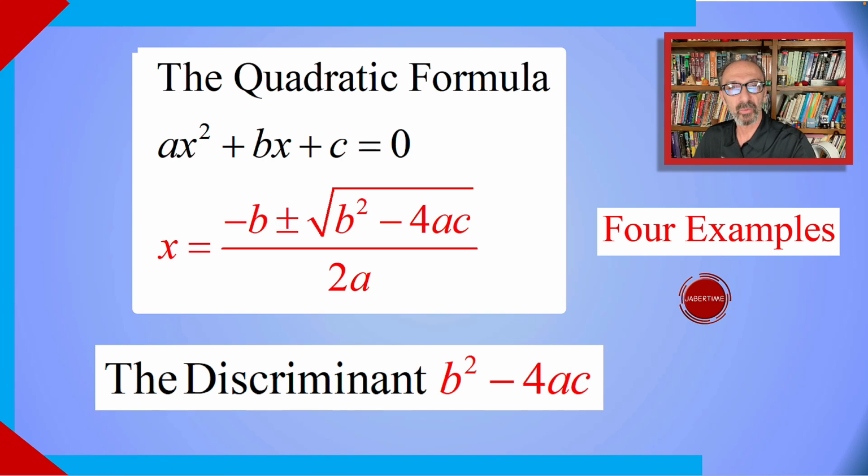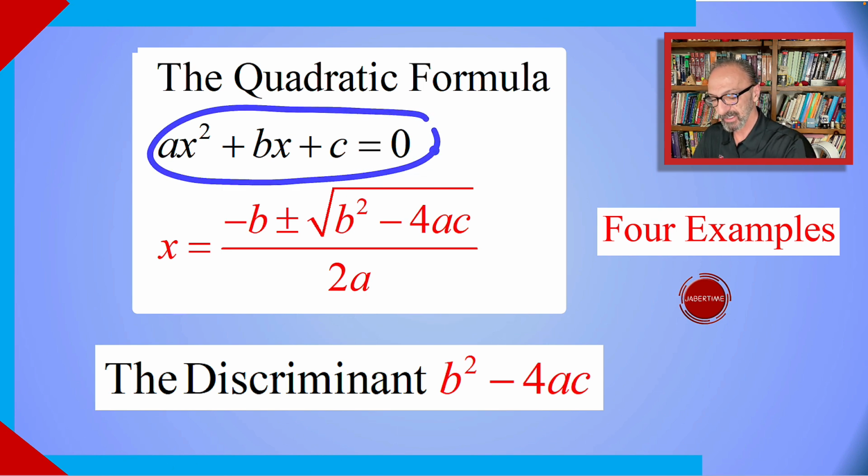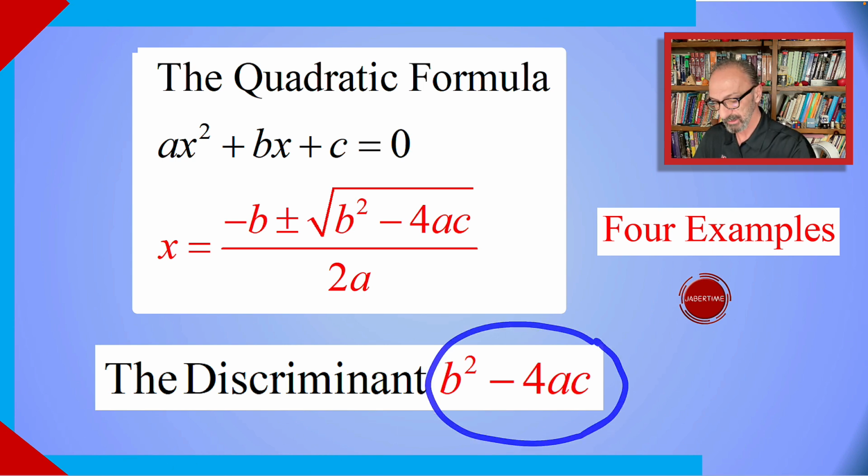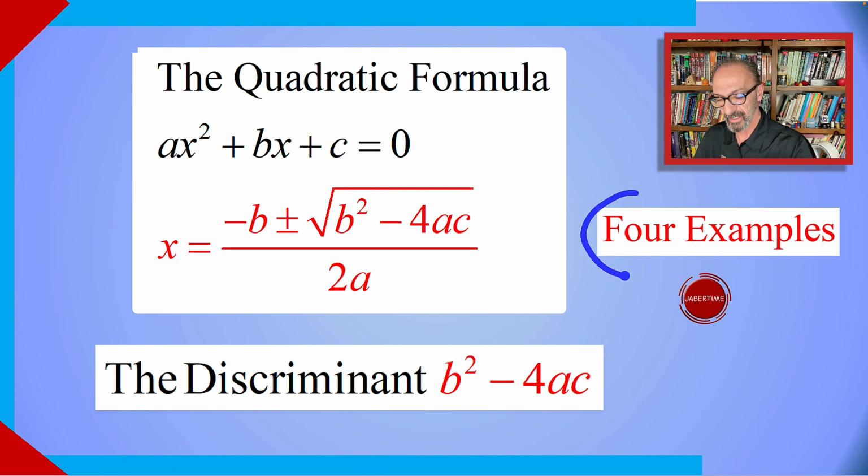Today I'm going to go over the quadratic formula, which is listed down right here, to solve quadratic equations of the form ax squared plus bx plus c equals 0. And the focus will be on the discriminant b squared minus 4ac that goes inside the square root. And the reason why I have 4 examples is because the discriminant comes in 4 types. Sometimes I call it 4 different flavors.